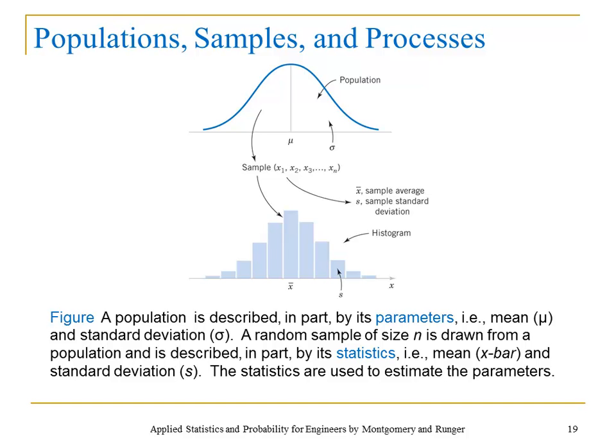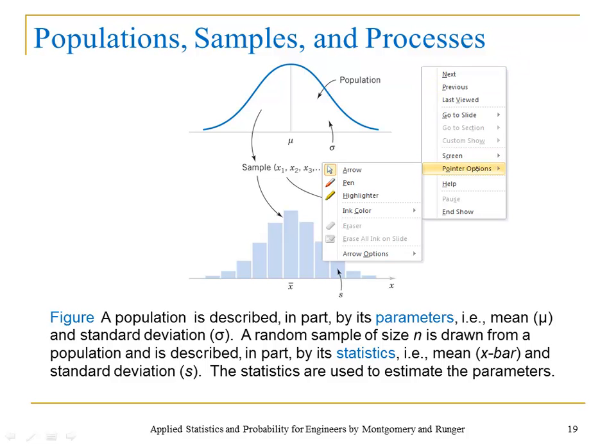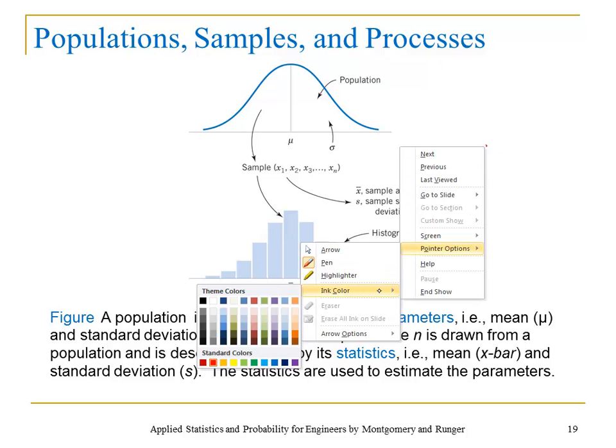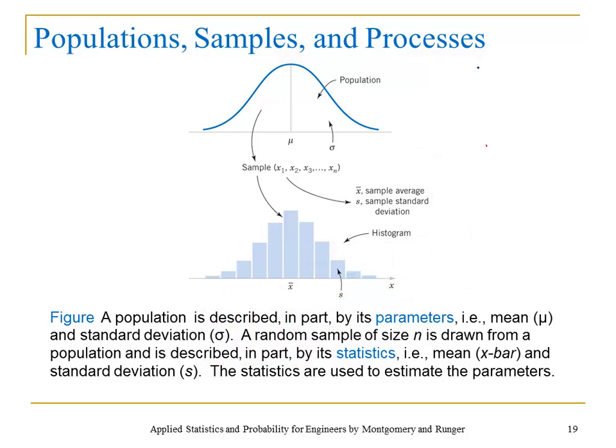Okay, so I'm showing this particular figure because I want you to have this concept of population and samples very clear, specifically now for the statistics part. Okay, so any of you know the difference between, let me write it here. So in statistics, what is the difference between this symbol and this symbol?